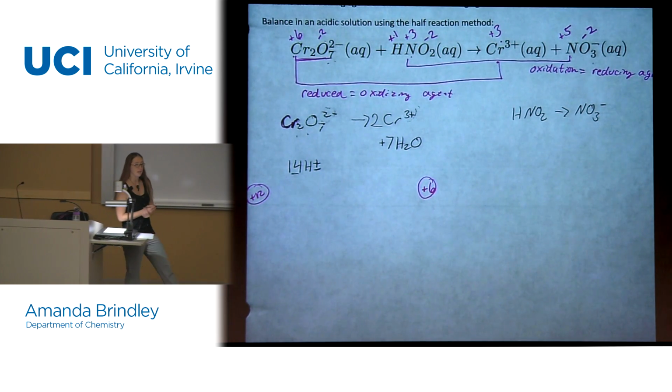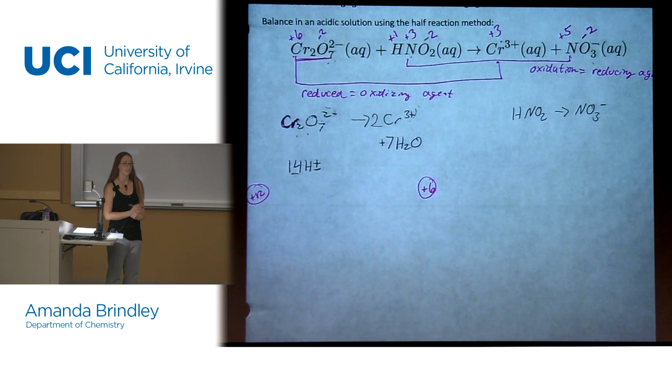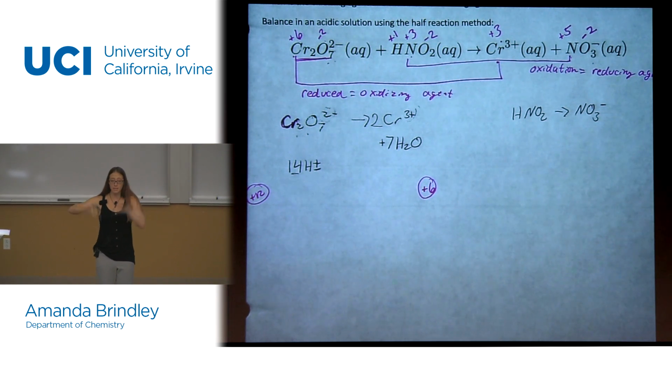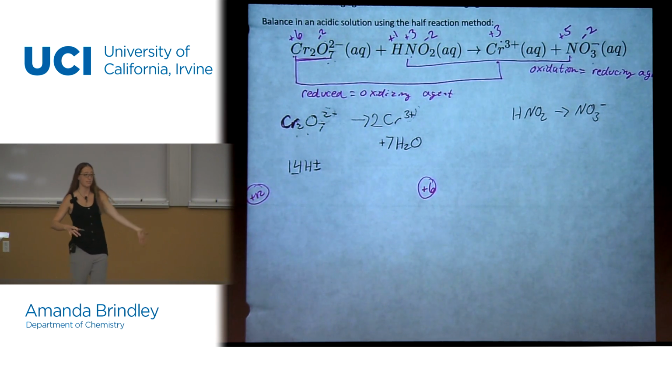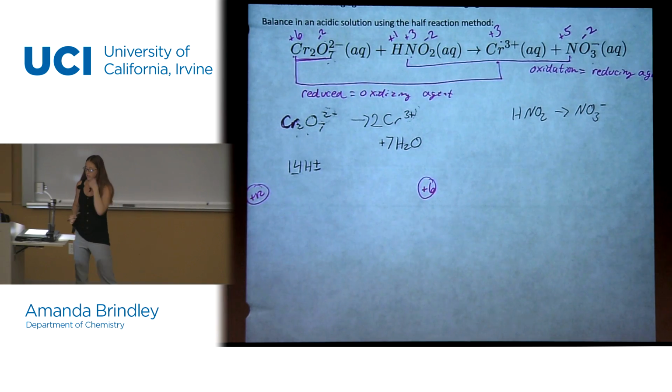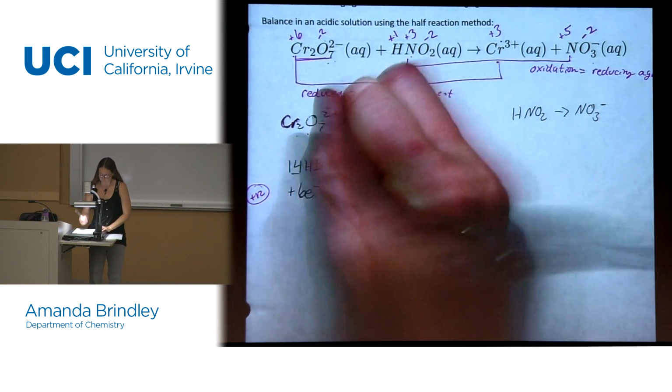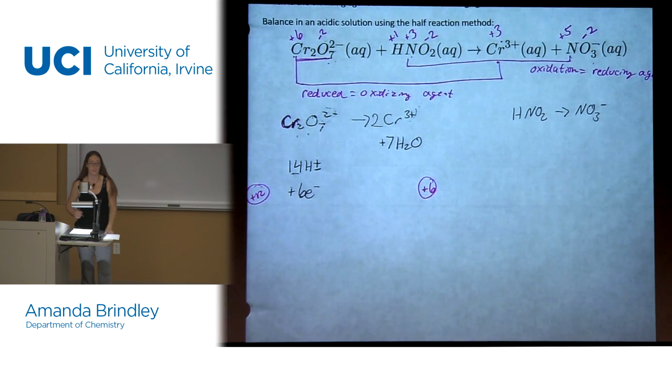6. Am I going to add it to my more positive side or my least positive side? What's the charge on an electron? It's negative. So I want to balance my charges, so I'm going to add it to the more positive side, right? So is that the reactants or the products? Okay.